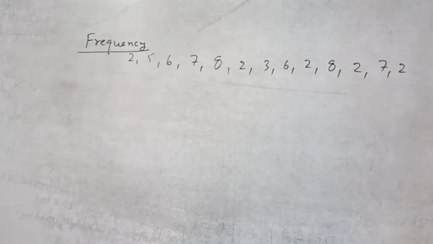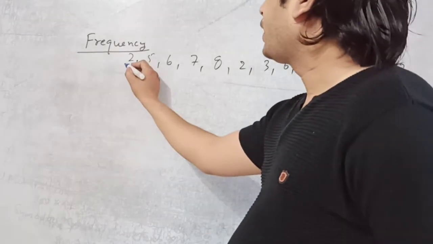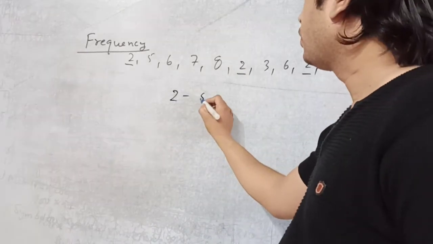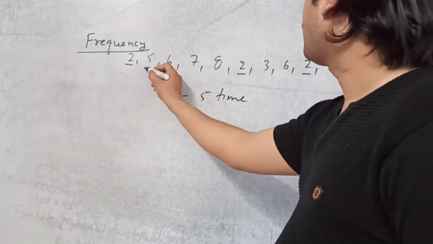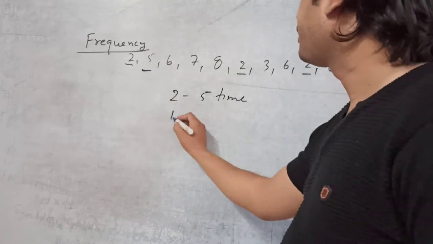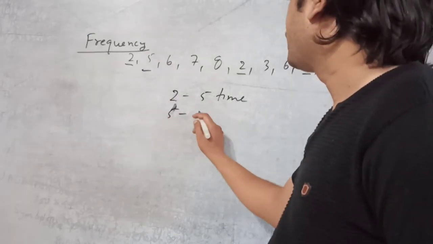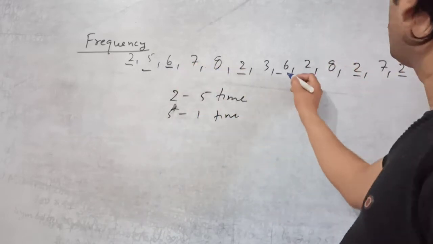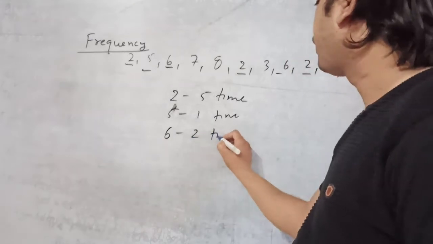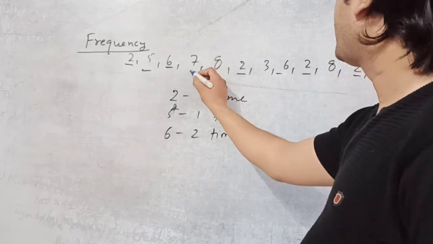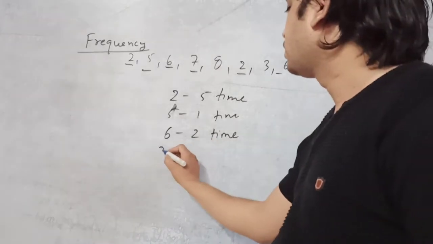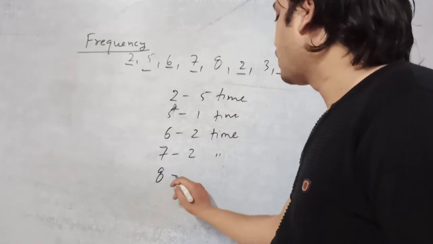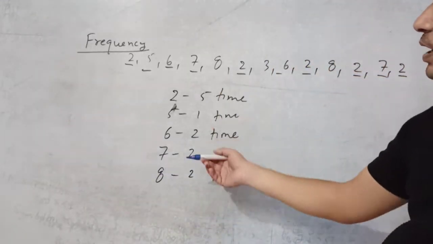So in the frequency, see here, 2 is coming how many times? 1, 2, 3, 4, 5. 2 is coming 5 times. 5 is coming how many times? 1 time. 6 is coming how many times? 2 times. 7 is coming how many times? 2 times. And 8 is also coming how many times? 2 times.